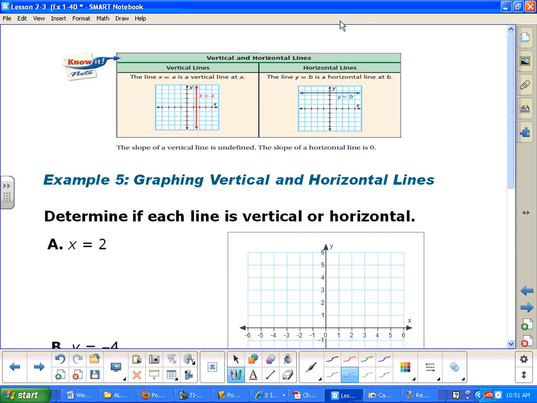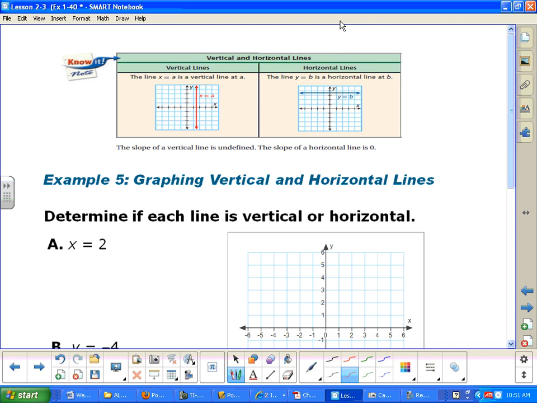So in finishing lesson 3, graphing linear functions, the last thing we have is horizontal and vertical lines. And sometimes this gets confusing for people. What's confusing about it seems to be that when it says x equals, people think it's going to be a horizontal line, and when it says y equals, it should be a vertical line, and it's just the opposite.